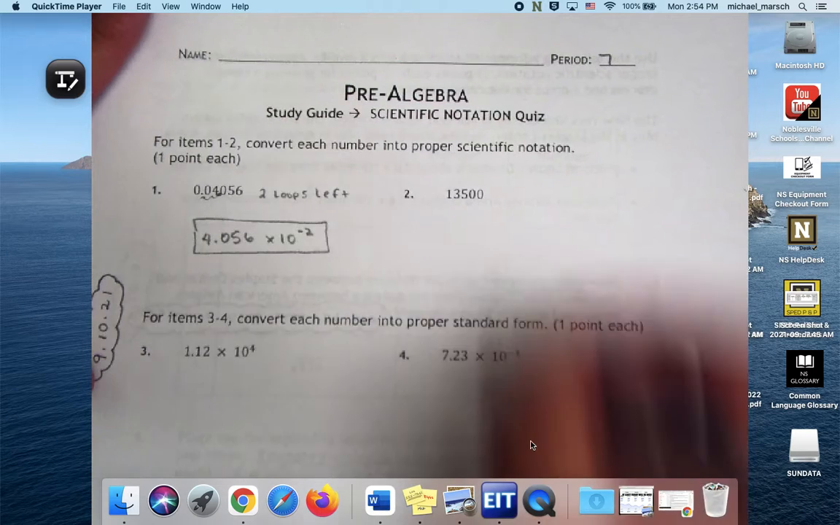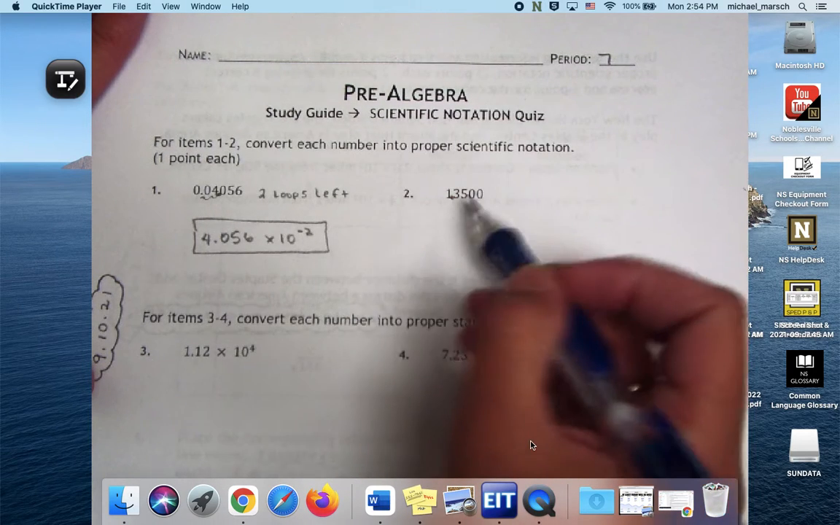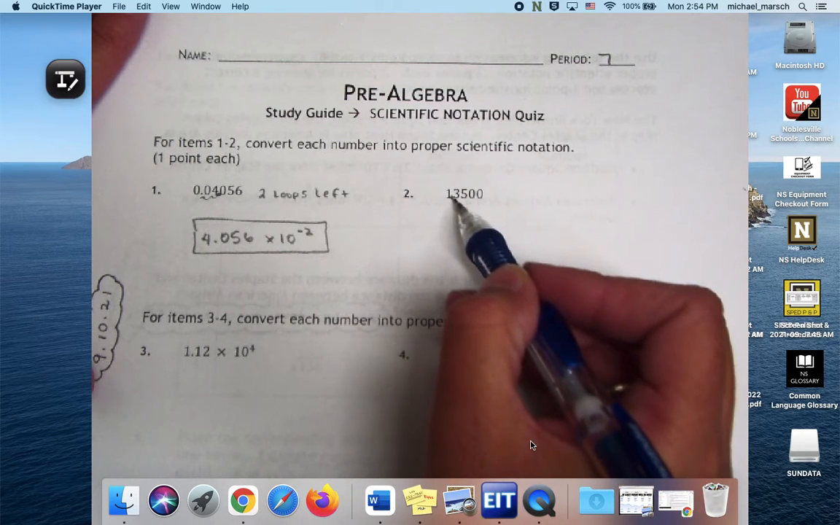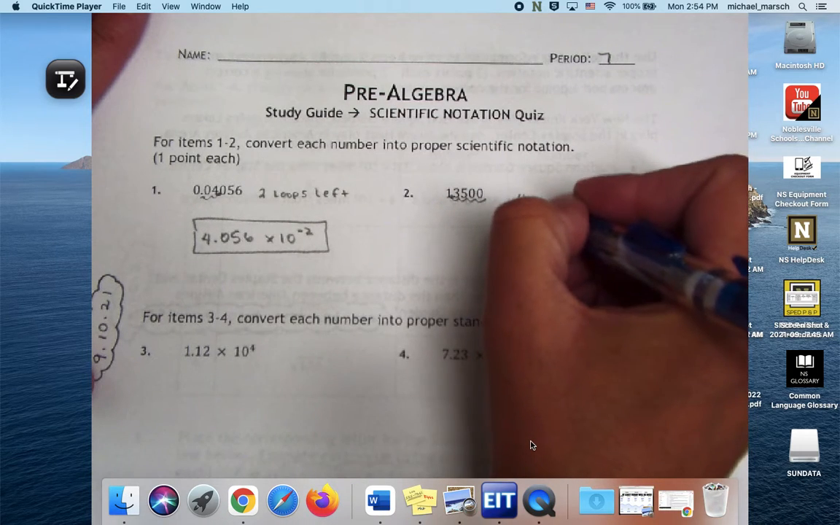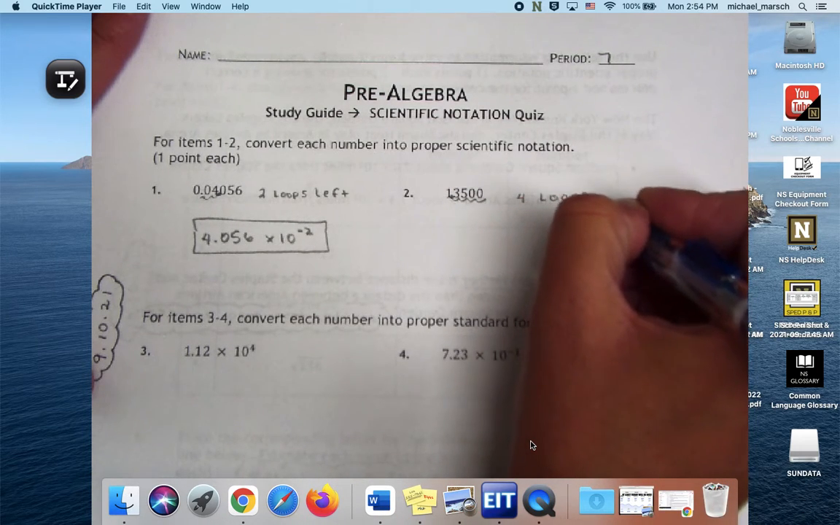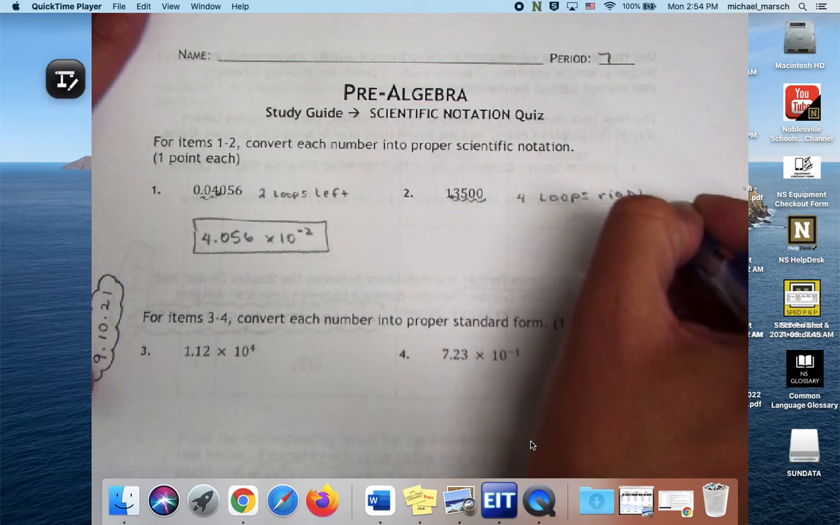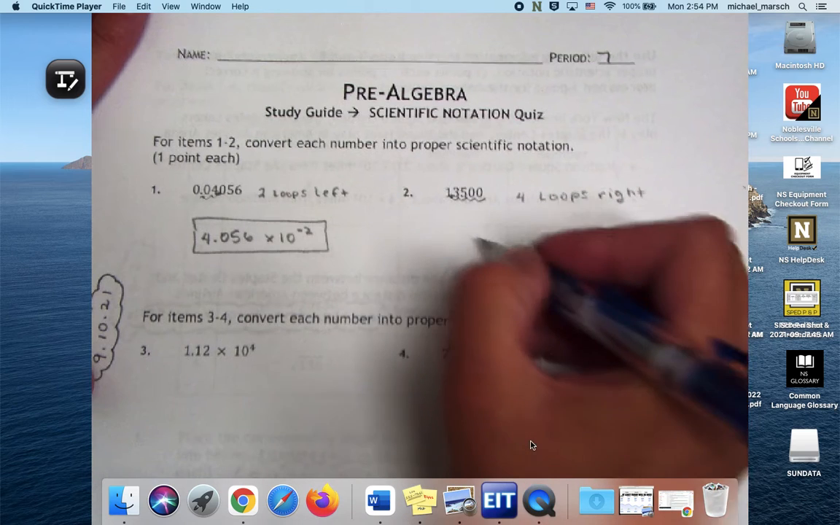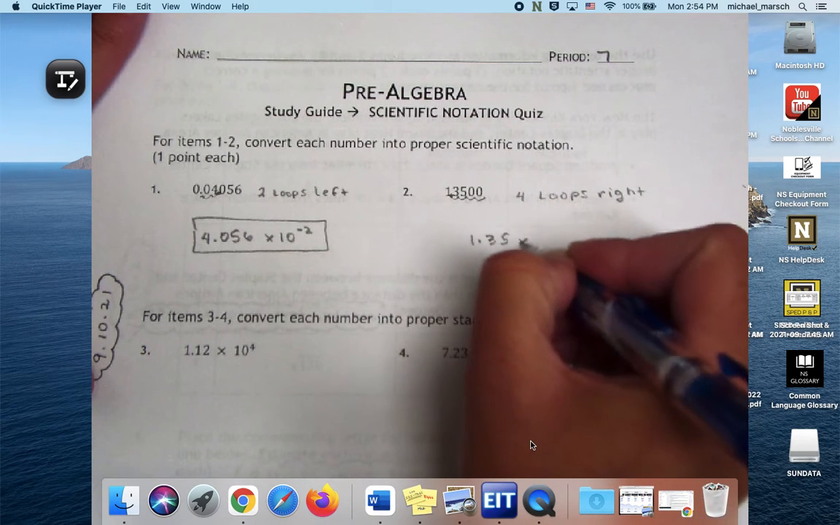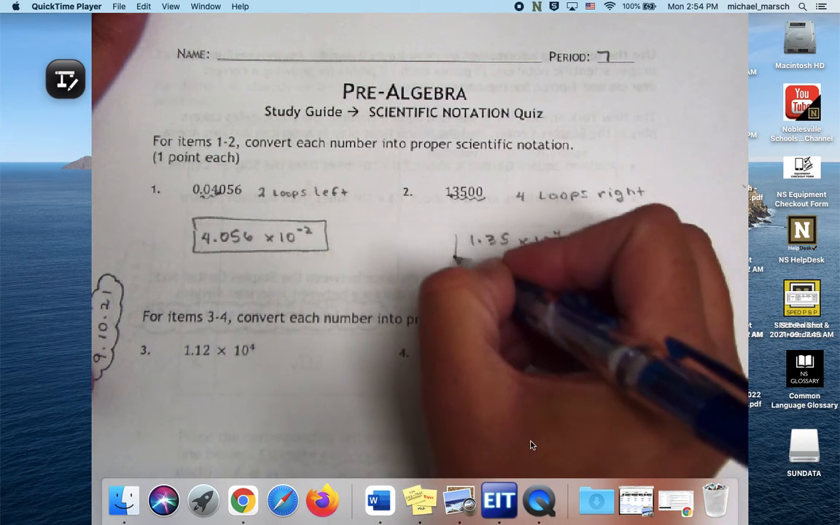All right, number 2. I'm going to put my decimal after my first digit. It would take 4 loops to the right to get back to the end of the number like it should be. 1.35 times 10 to the 4th.